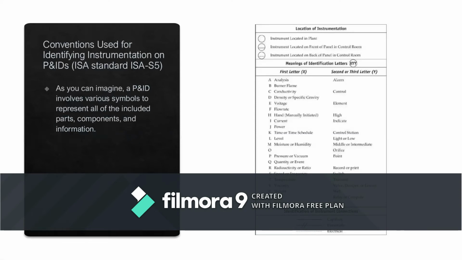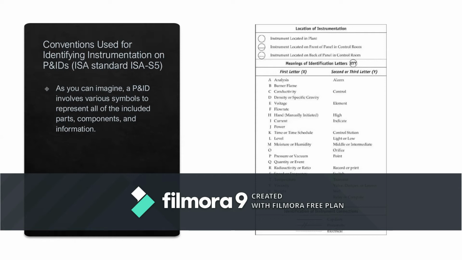Well, there is a standard that gives us additional information that we can easily use to identify instrumentation on PIDs. As we can see in the table, we have first a circle with different types of lines. That means that an instrument is located in the plant or in front of a panel in the control room, or located on the back of the panel in the control room.